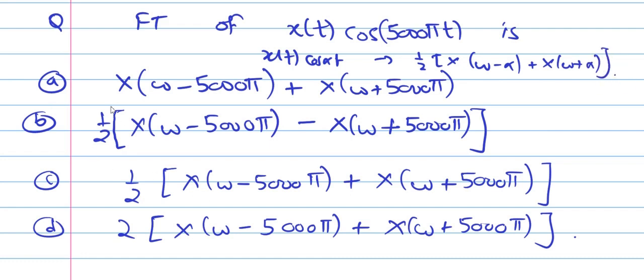So which are the options with 1 by 2? Option B, option C. Now between the two signals we have a plus sign. So which option is having plus sign? Option C has plus sign. So the correct answer is option C. The signal gets shifted by 5000 pi. So the correct answer for this question is option C.